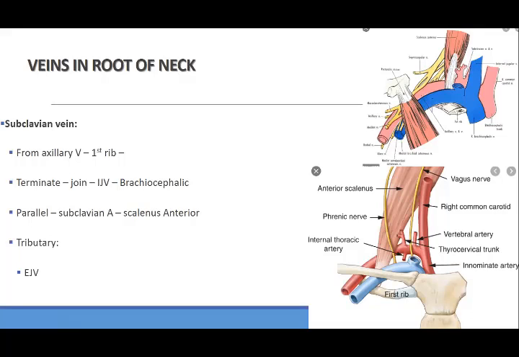Now, please note one thing, that this subclavian vein runs parallel to the subclavian artery, but the two are separated from each other by the lower attachment of this muscle, which is the scalenus anterior. So the scalenus anterior muscle separates the subclavian vein from the subclavian artery. The subclavian vein is lying anteriorly, the subclavian artery is lying posterior to the muscle. The subclavian vein has one tributary, and that is the external jugular vein.